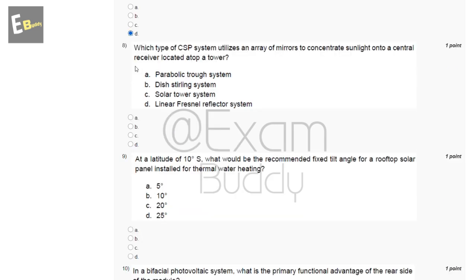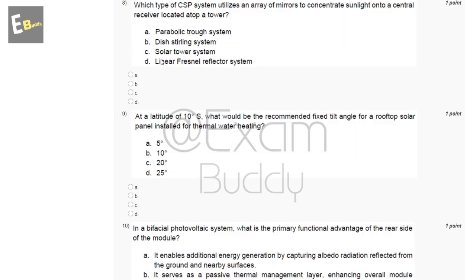Now the eighth question is, which type of CSP system utilizes an array of mirrors to concentrate sunlight onto a central receiver located atop a tower? So these are the options, and the answer of our eighth question is C, solar tower system.